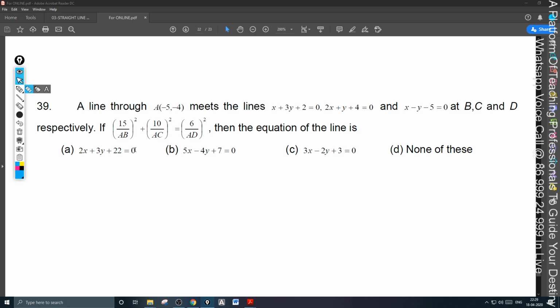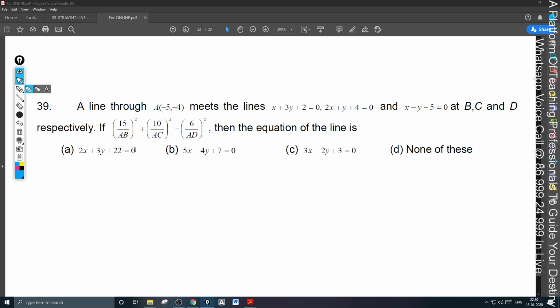A line through A(-5, -4) meets the lines x plus 3y plus 2 equal to 0, 2x plus y plus 4 equal to 0, and x minus y minus 5 equal to 0 at B, C and D respectively. If 15 by AB squared plus 10 by AC squared is equal to 6 by AD squared, then the equation of the line is. Take a screenshot if you are not writing a note, and work out the problem.